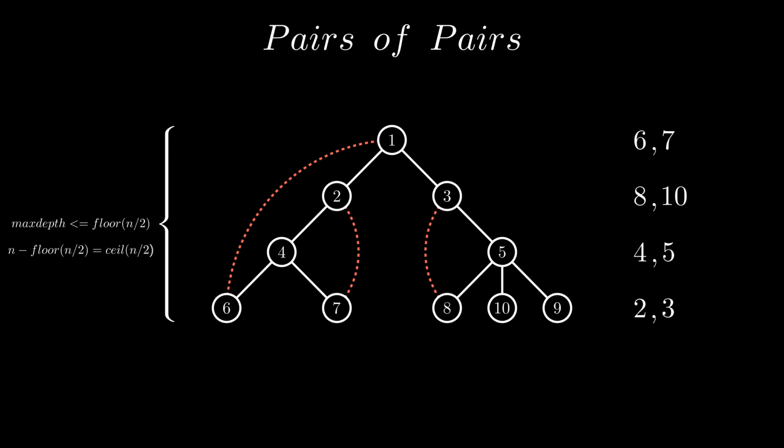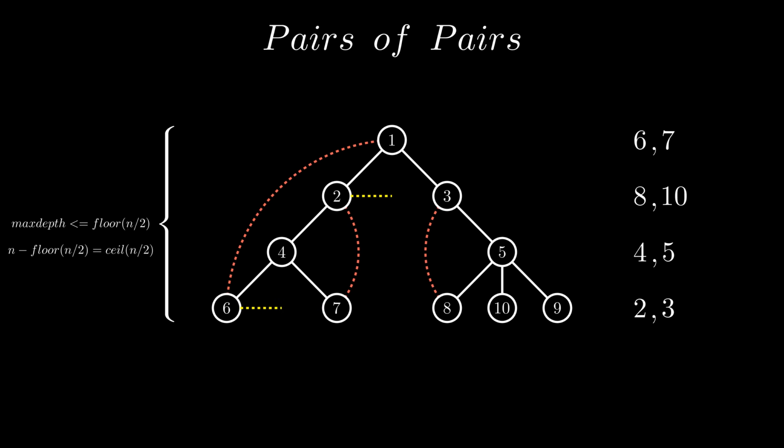Now let's take a look at our DFS tree. Since it's an undirected graph, we only have tree edges and back edges. Cross edges aren't possible. Let's analyze a random pair of pairs. Let's take 6 and 7 and 2 and 3. We obviously can't have an edge between nodes of the same pair as they'd end up being cross edges.